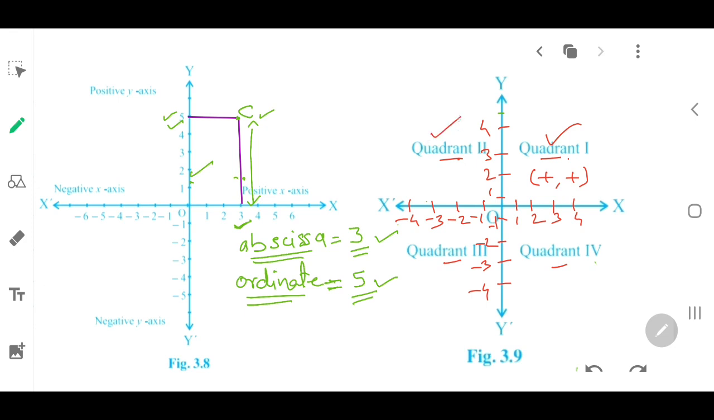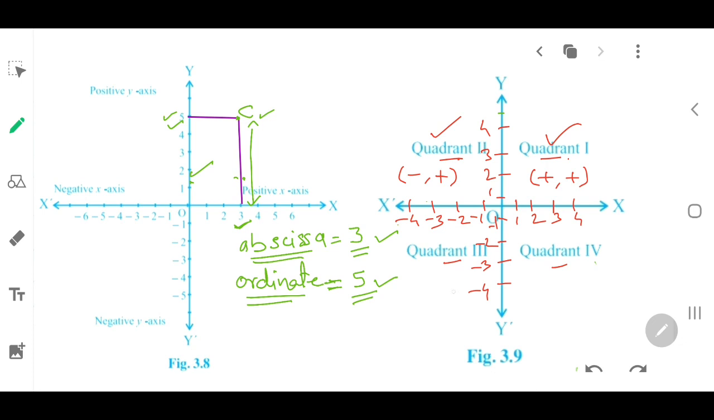Now let us say quadrant 2. In quadrant 2 you see the value of O to X dash. So here you will find all negative. But O to Y has all positive. Since we know that first will be for the value of X, that is negative, then you write the value of Y, that is positive. That means in quadrant 2 it has negative sign with positive sign.